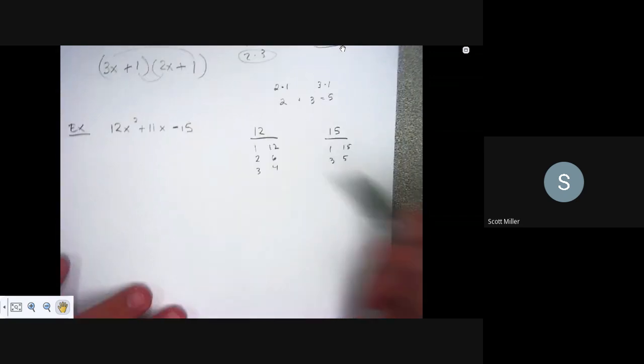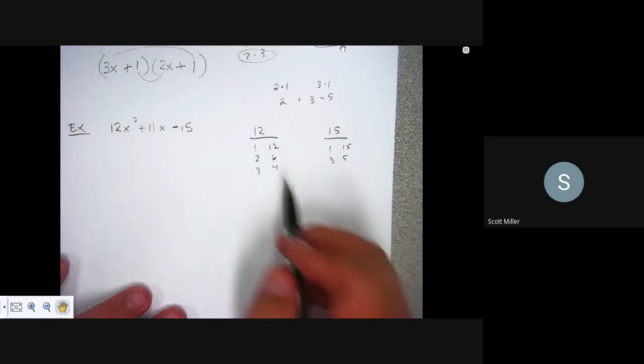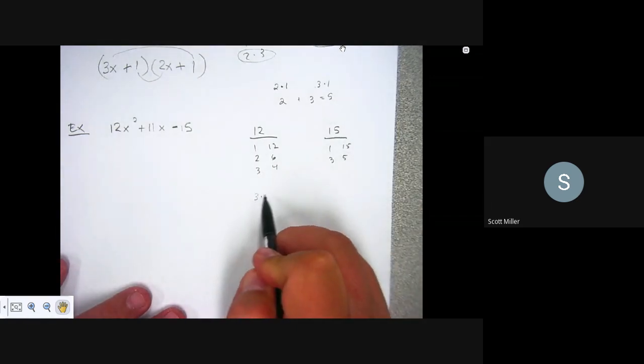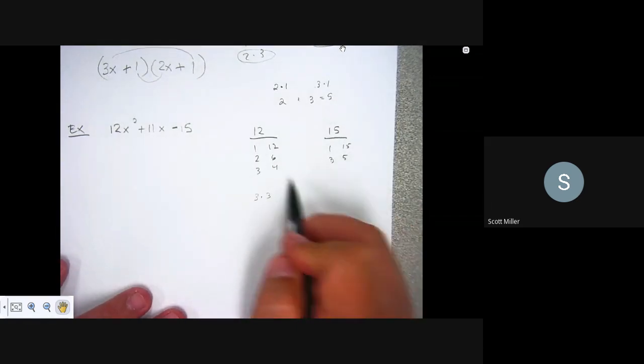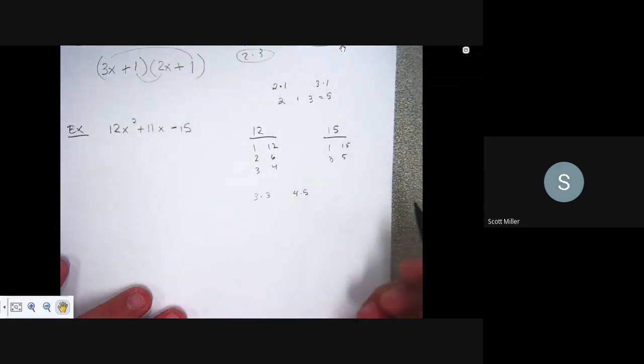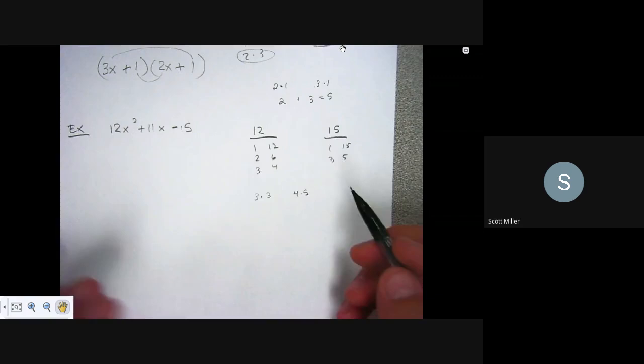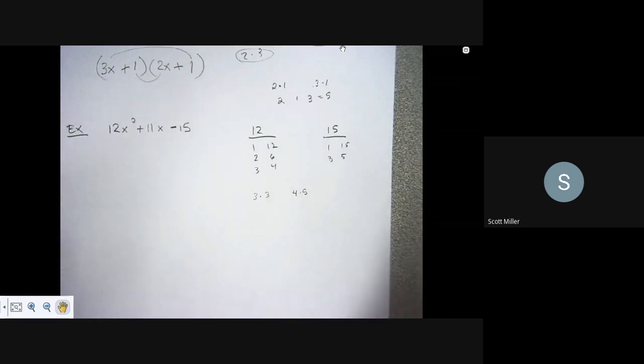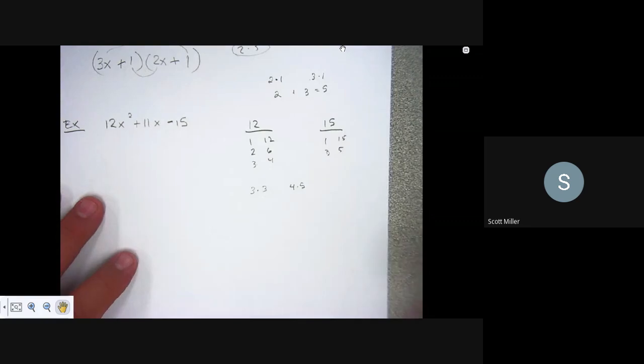Since we start at the bottom, let's just go. Take a 3 times 3, 4 times 5. Why did I do that? That's what I did first. If it works, great. If it doesn't work, I'll move on to another one. I don't know what the answer is. See, you never do. You just start.